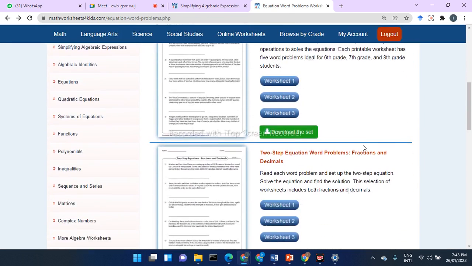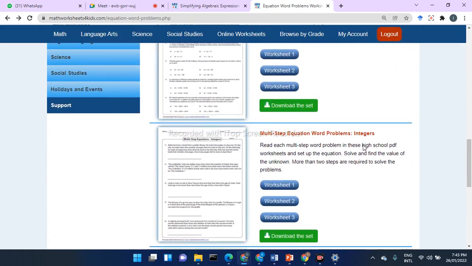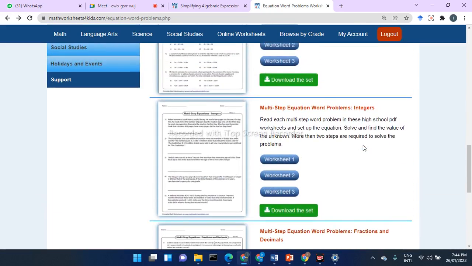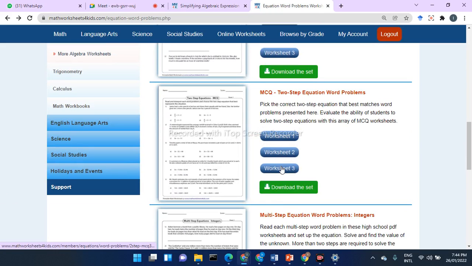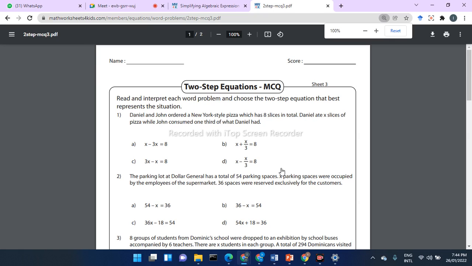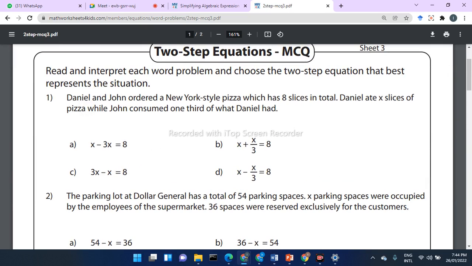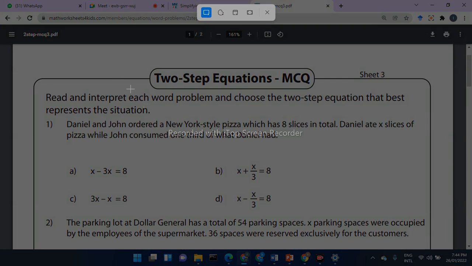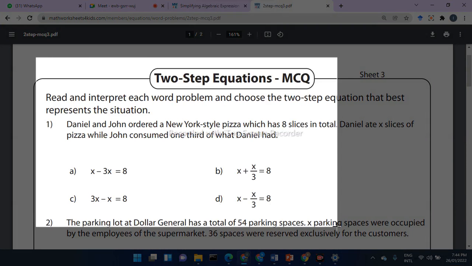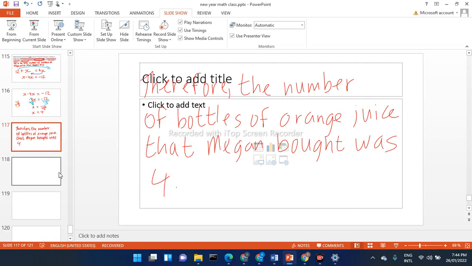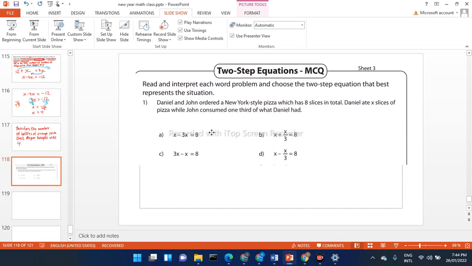Okay, so that's two step. And these ones should be the ones with fractions. Let's do the one with the multiple choice. I like this one. We only have a few more moments, so let's do this one. Read and interpret each word problem and choose the two-step equation that best represents the situation. So write this down for me. But we're going to do it with multiple choice, so it's easier. That means that we have an option to choose from, right? And so we don't have to think too hard or make up our own. It's right there in front of us.